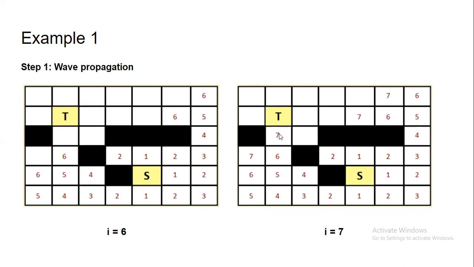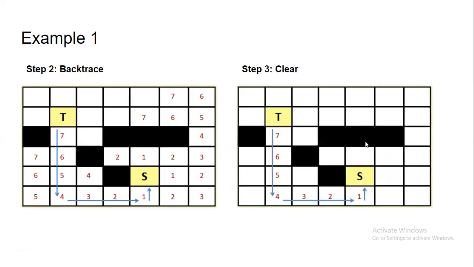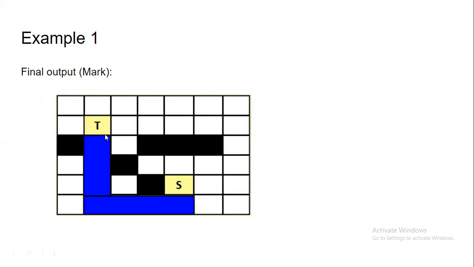So our wave propagation is done. So when our propagation is done, step 1 is done. Second step, backtrace 7, 6, 5, 4, 3, 2, 1. Simple as that. So this is our connected or the signal routing path for this source and target. And we have to clear off all other levelings. That's that. So what should be our final figure? Our final figure should look like this. So S and T are connected with a metal layer. And that's it.